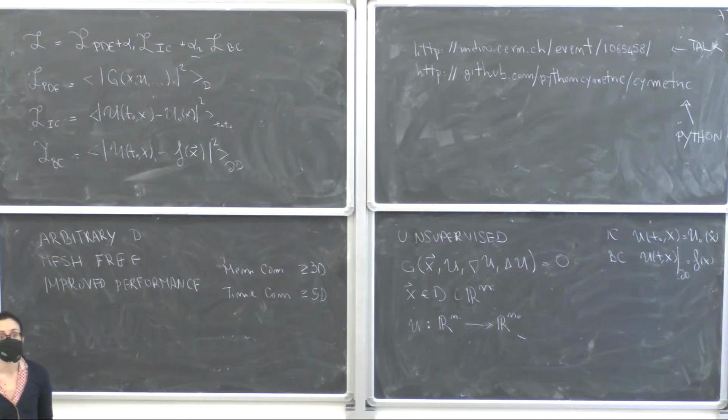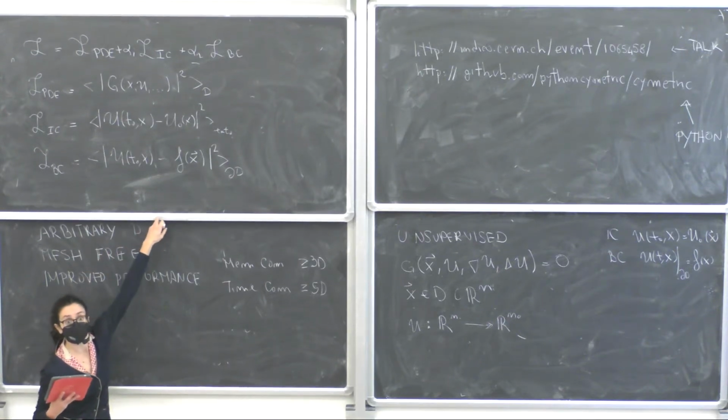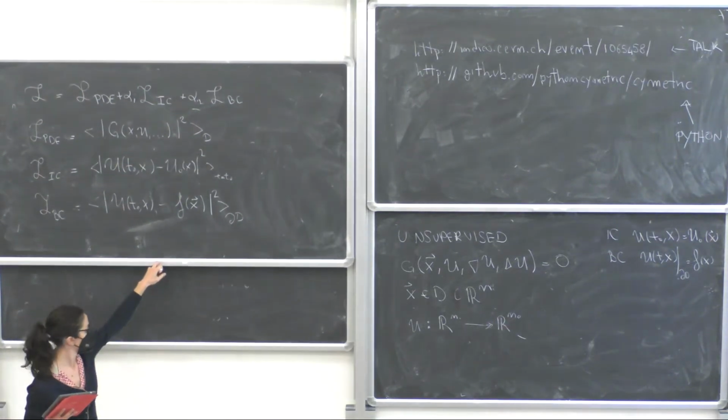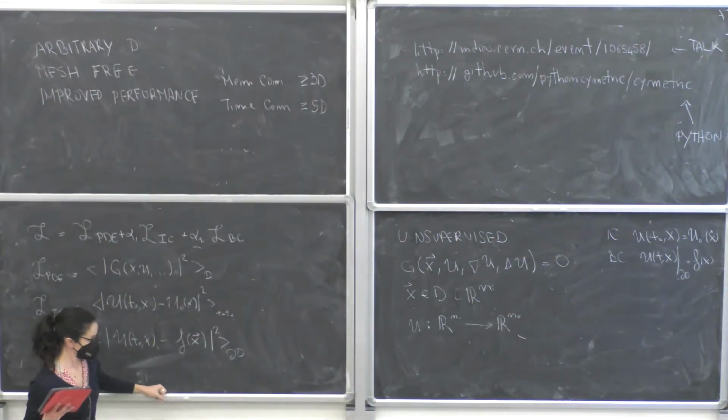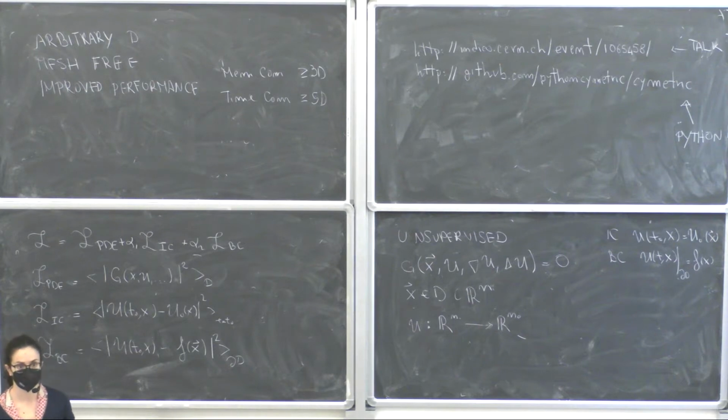Can we go back to the loss function? Yep. So, imposing the solution of the differential equation and boundary condition and initial condition amounts to imposing that this LPDF, LIC, and LBC are equal to 0. Exactly. Okay, but since L is a sum of squares, I thought that imposing that all the squares are minimum is the same as imposing that L is minimum.